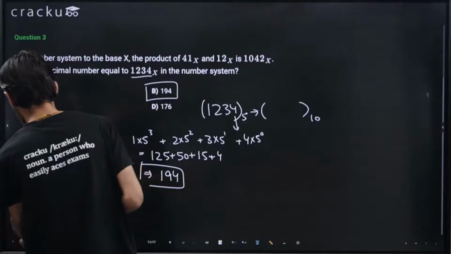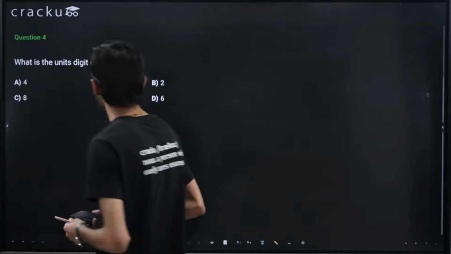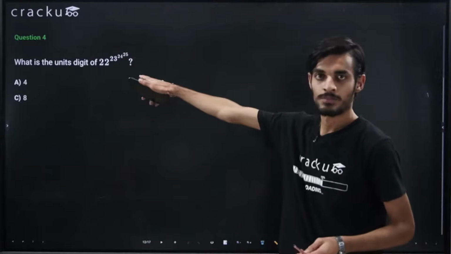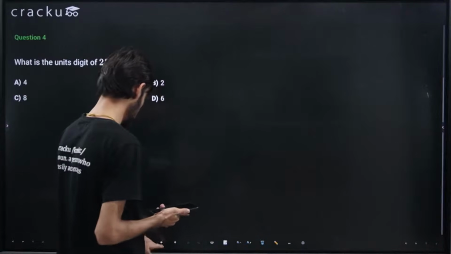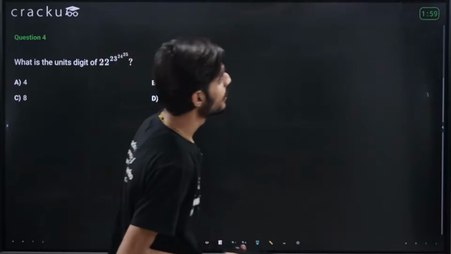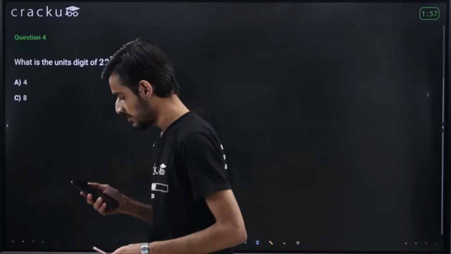Moving ahead to the next question. Yeah, you need to find the unit digit of this term. So try this question. Okay, yes, you can try this question now.